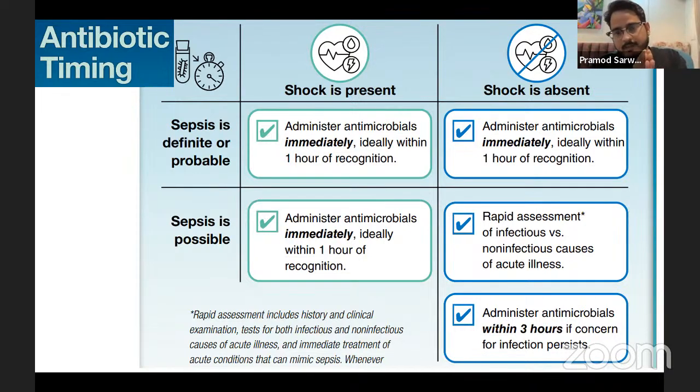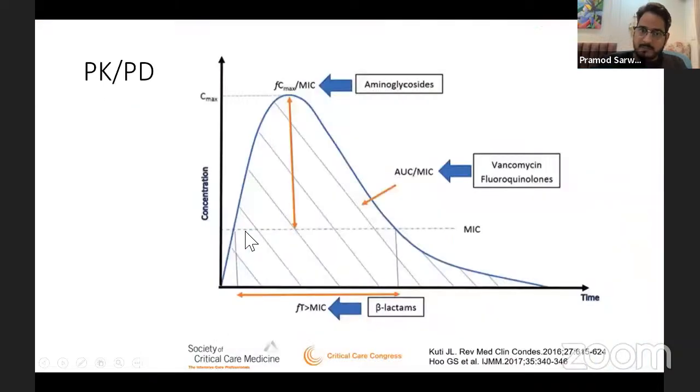But if by chance, in the history or clinical examination, we can wait for like 2 to 3 hours to know any infectious or non-infectious cause of acute illness, then we can wait up to 3 hours in the initiation of antibiotic. And if the infectious disease concern persists, then we can continue the antibiotic.